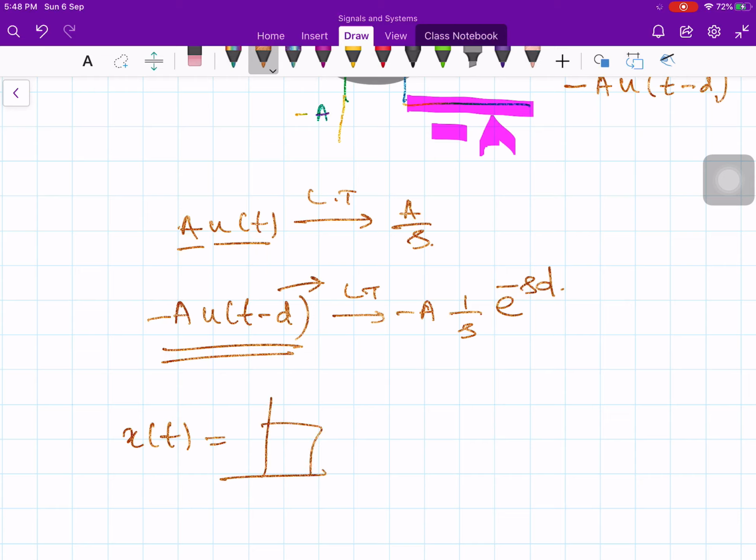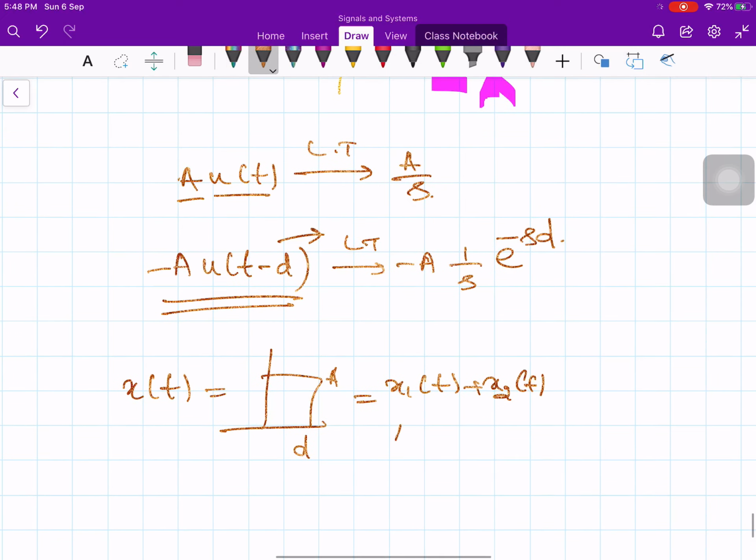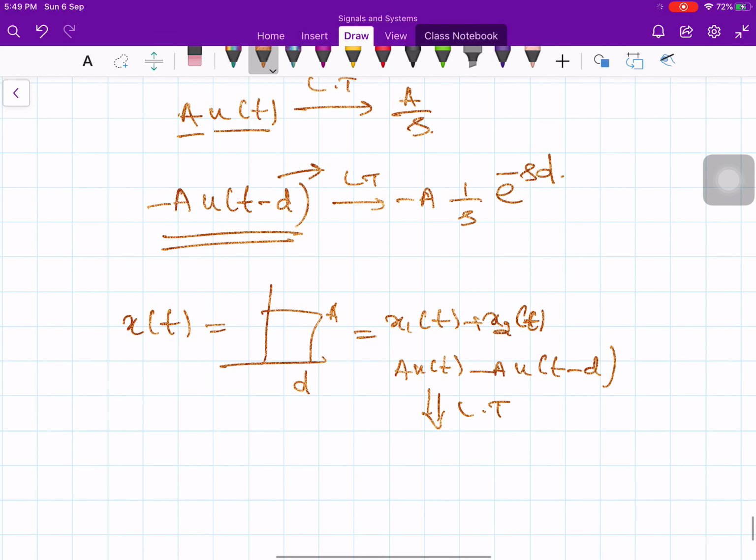This is equal to x1 of t plus x2 of t. What is x1 of t and x2 of t? x1 of t is a times u of t. x2 of t is minus a times u of t minus d. Then if you take the Laplace transform of this, it is going to be a times 1 by s minus a times 1 by s e to the minus sd. Simply, you can find the Laplace transform.